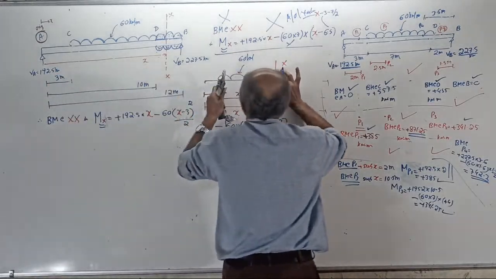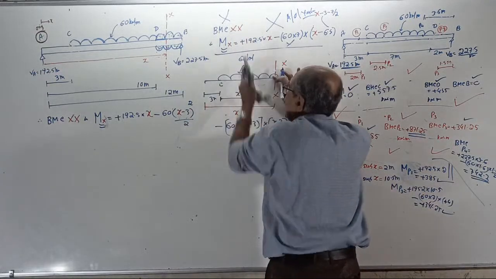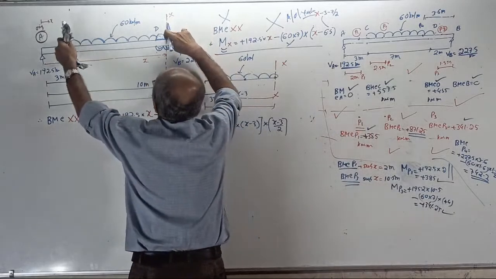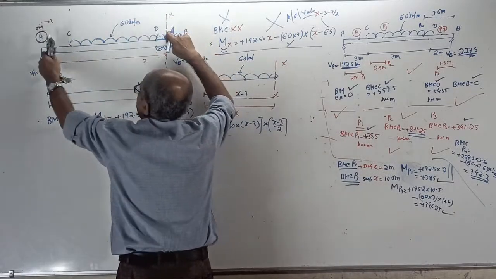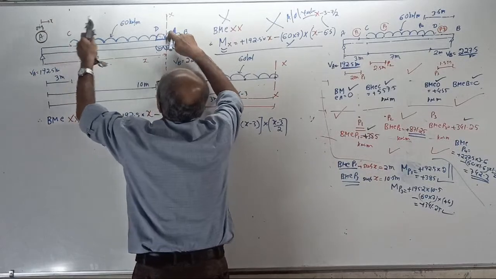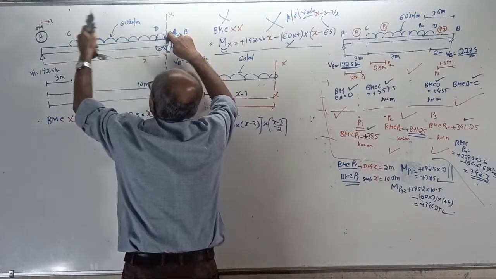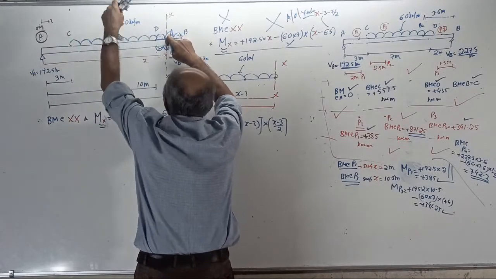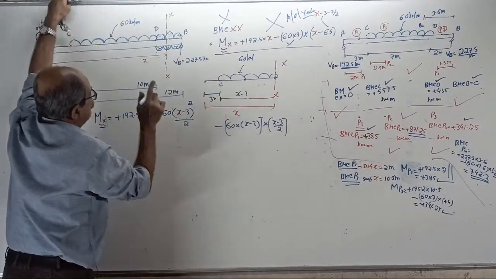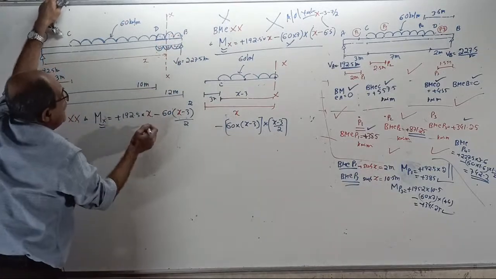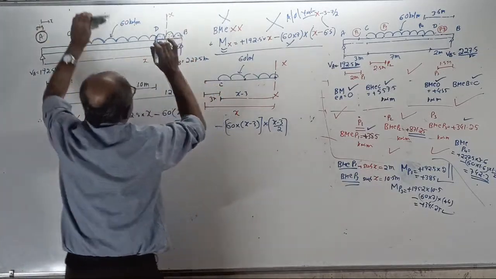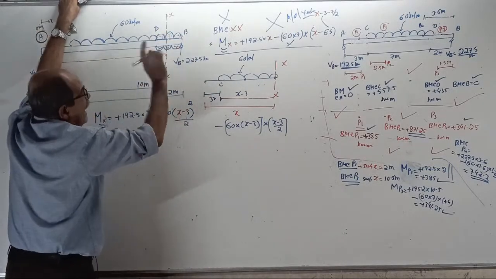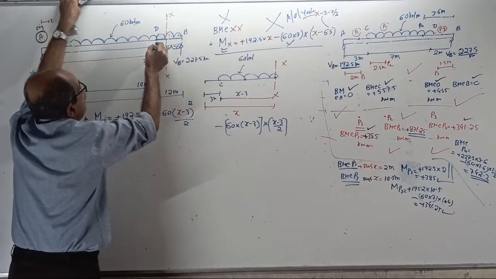See here. 60 into x minus 3 is the total load into its midpoint x minus 3 by 2. Here you can make out, this is x, this is 3, so this downward UDL length is x minus 3. So 60 into x minus 3 is the load, into x minus 3 by 2, whole square by 2. Now plus, not minus. Now you write BM. This will give the extra effect of this much UDL. It will be balanced now.